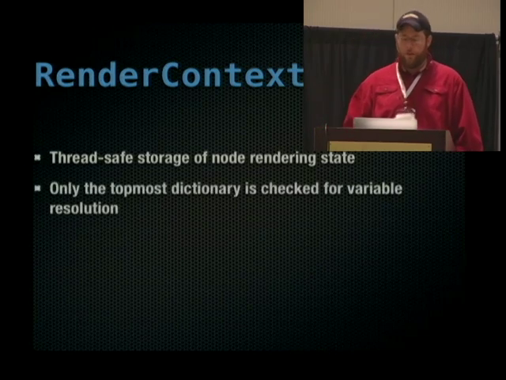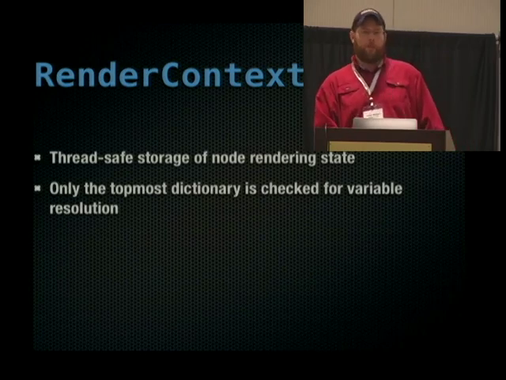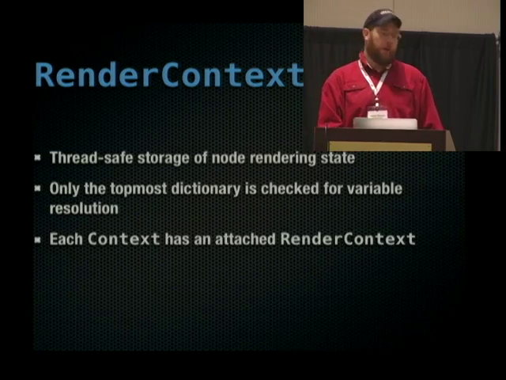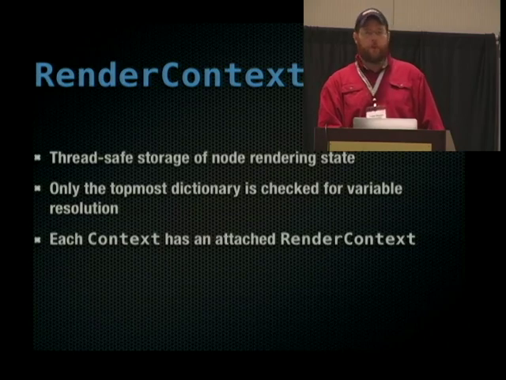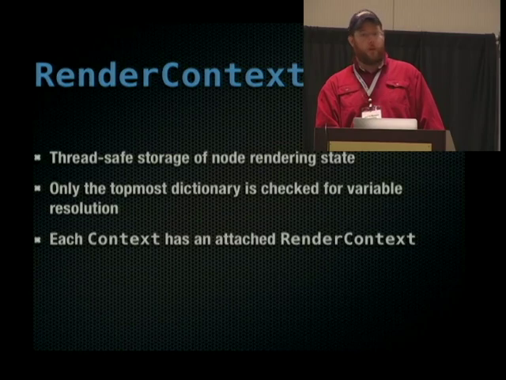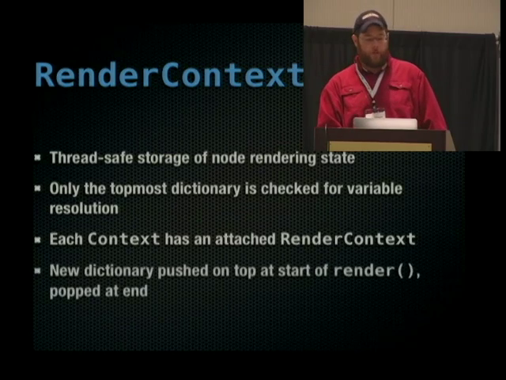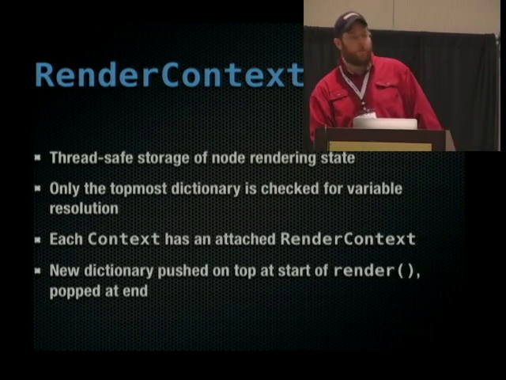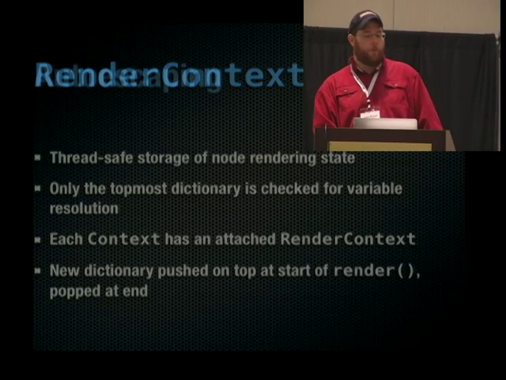Render context is also a stack of dictionaries. Only the topmost actually gets checked for variable resolution. There is a render context attached to each and every context instance in Django. So basically, every time you render a template, you get one of these, and any template tags that need to store state but may run into thread safety issues can take advantage of that. A new dictionary gets pushed onto the top at the start of each render call, and popped off at the end.